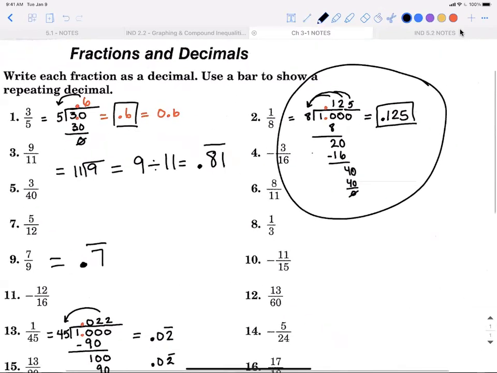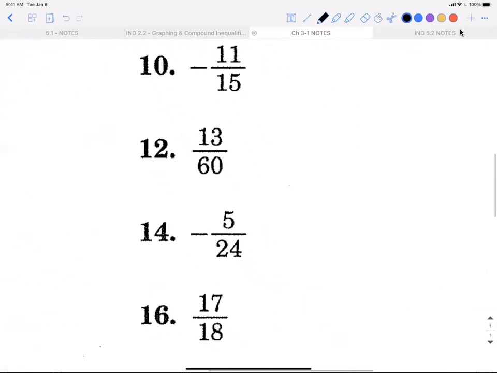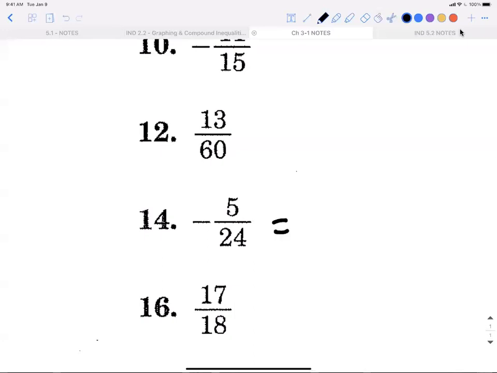If you have a negative fraction, okay, let's do number 14. If you have a negative fraction, your decimal is also going to be negative. Don't lose your negative sign. So if I put 5 divided by 24, everybody punch that in your calculator. I want you to see this. Okay, I get 0.2083, and then what starts happening? It just repeats the 3. So just put your repeating sign just over the 3. Okay.